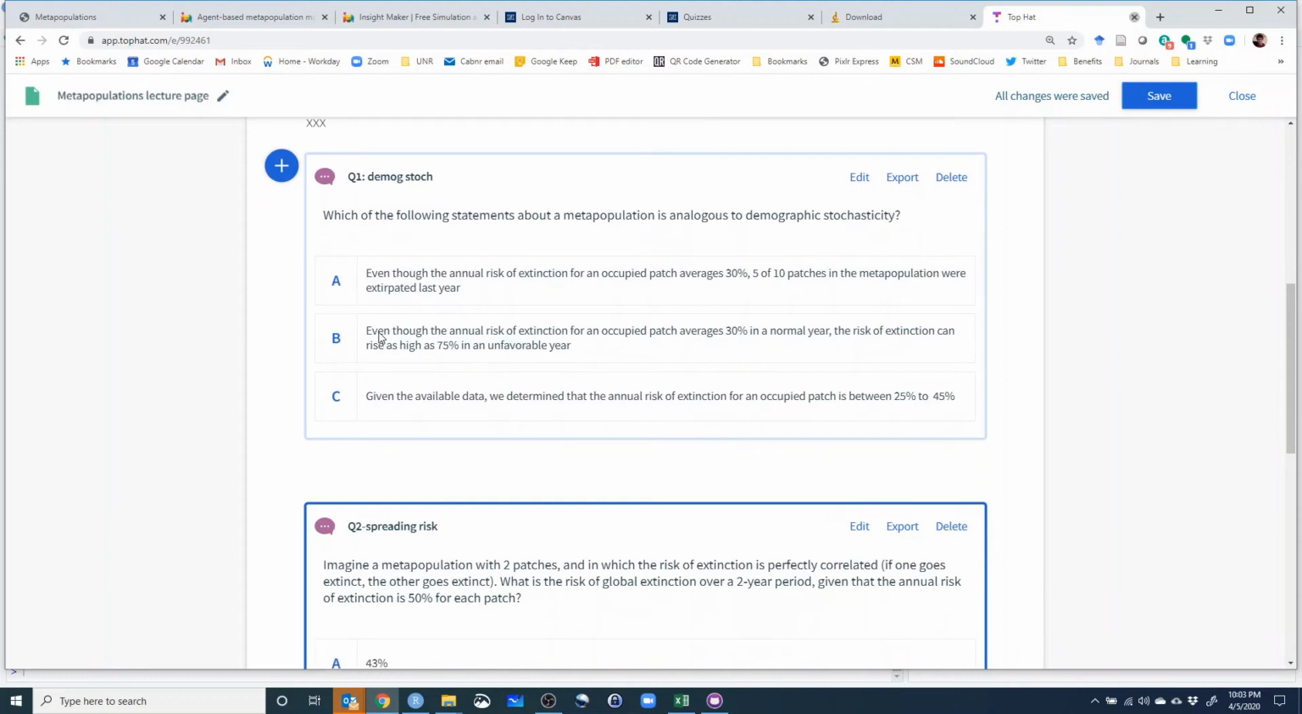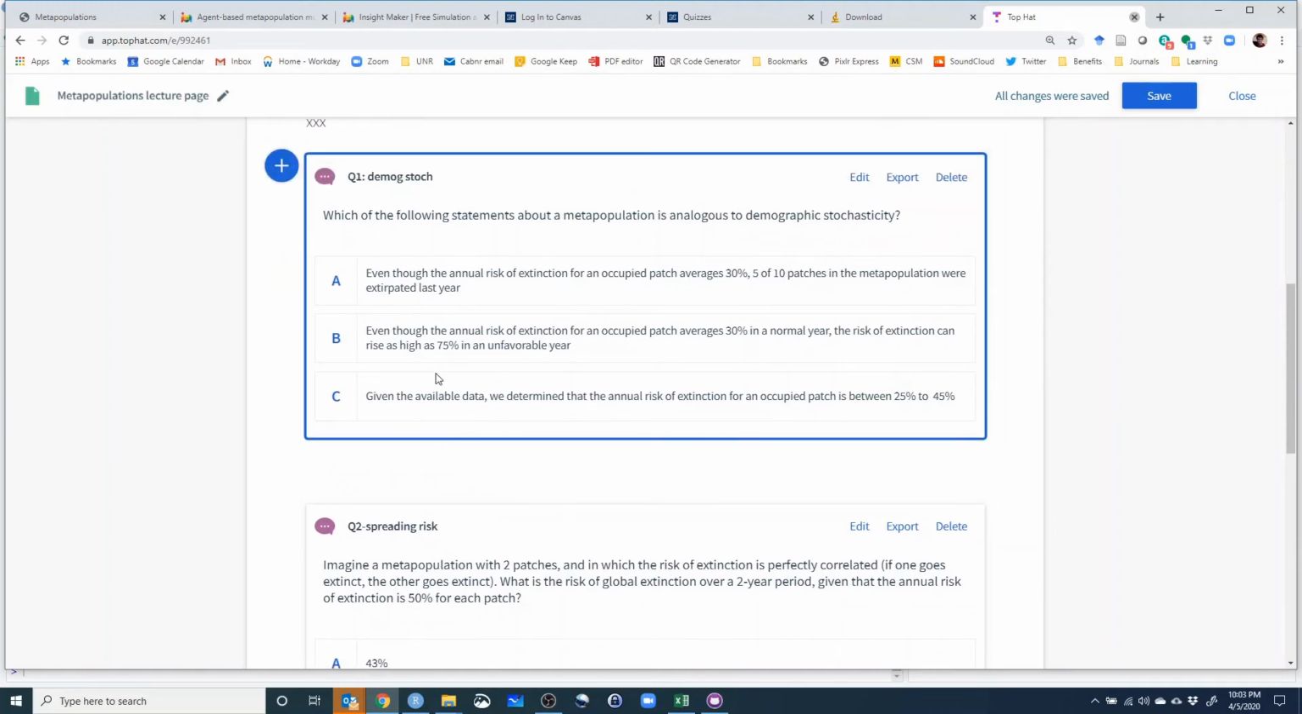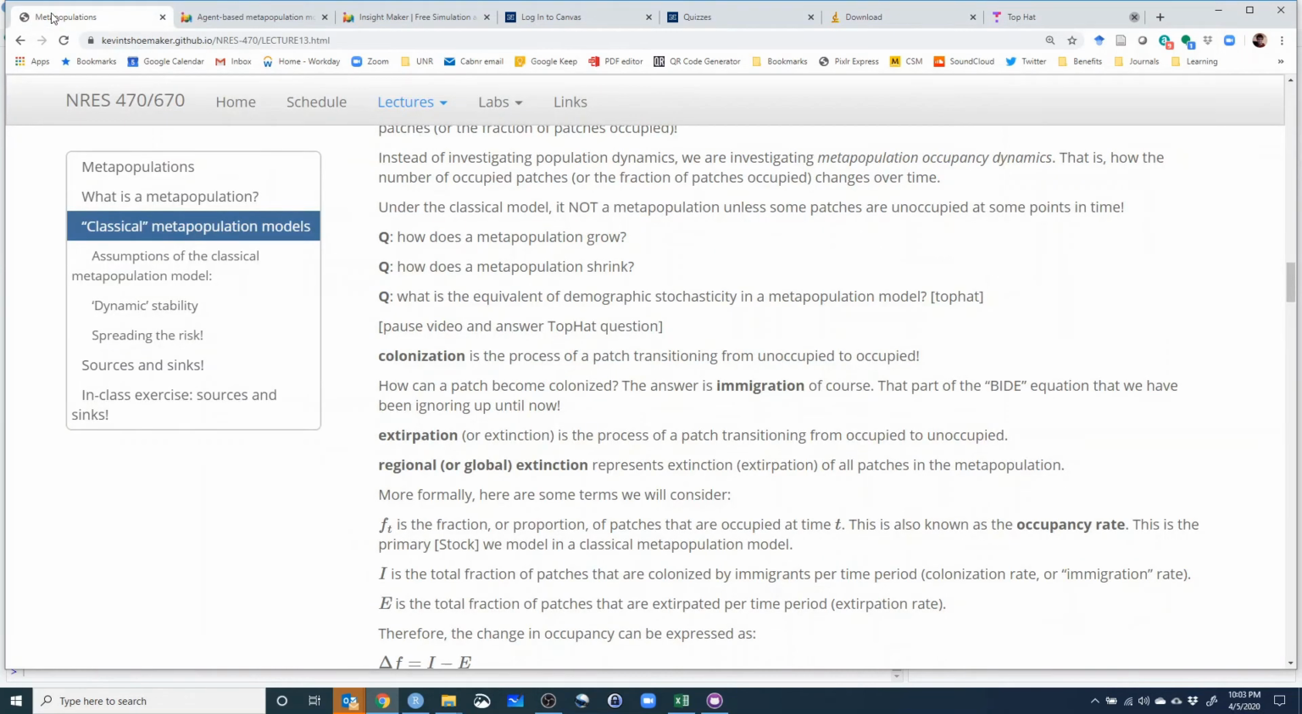this year extirpated. B, even though the annual risk of extinction for an occupied patch averages 30% in a normal year, the risk of extinction can rise as high as 75% in an unfavorable year. And the key there is unfavorable year. And given the available data, we determined that the average risk of extinction for an occupied patch is between 25% and 45%. All right. So please pause the video and answer the question.